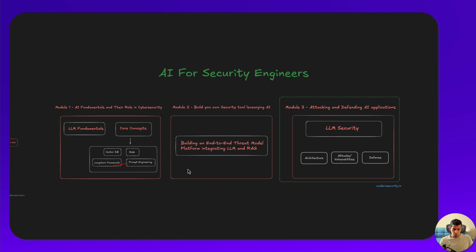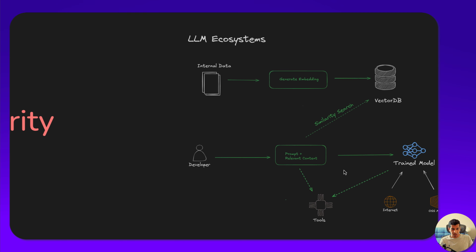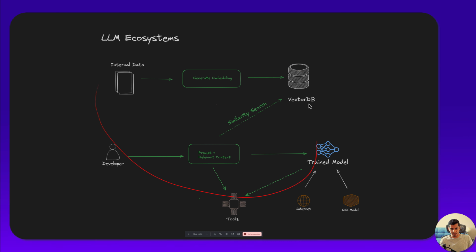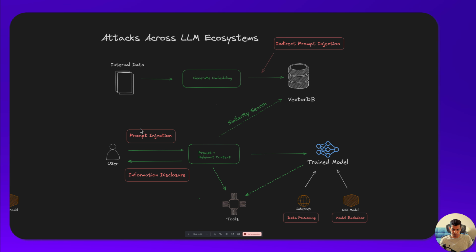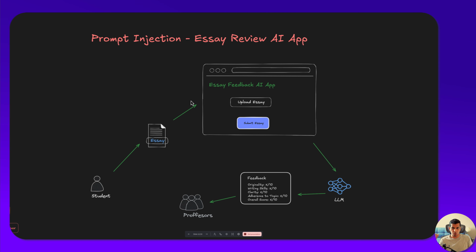Once you've finished module 1 and module 2, we'll go into module 3, which is attacking and defending AI applications. We'll first look at the architecture, the entire ecosystem of LLMs and what can go wrong within the ecosystem. So the idea of this is to start thinking about, hey, if I'm building an application leveraging the LLM stack, what can go wrong within my stack? And once we have an understanding of the various attacks within the stack, we'll go and look at each one of these using a practical lab.